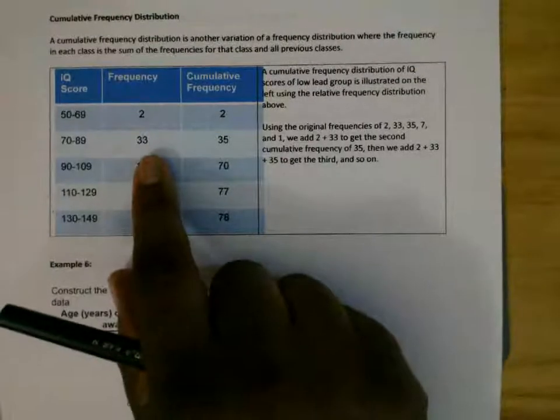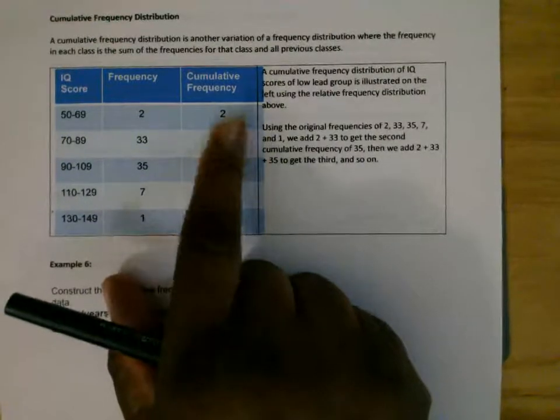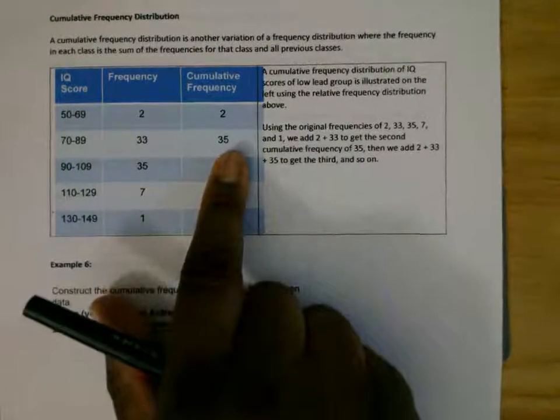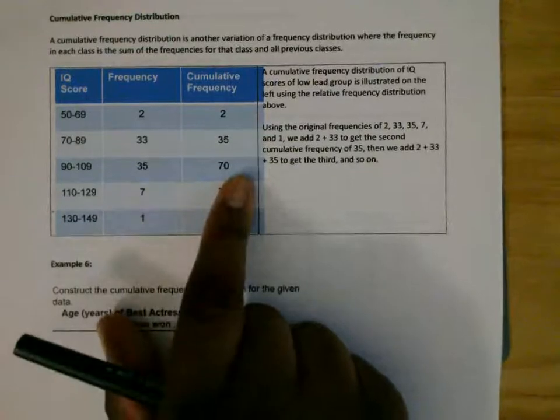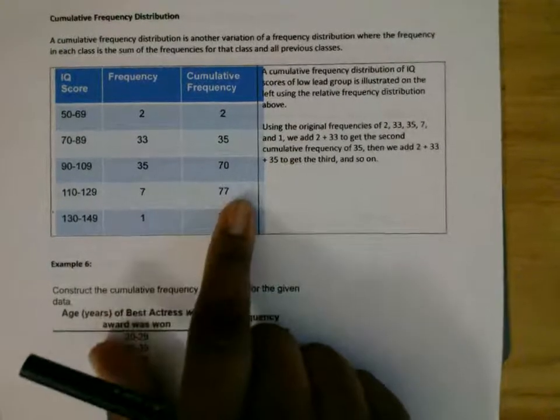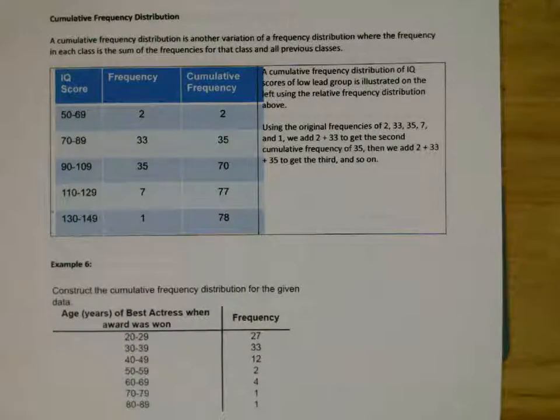Now, what they do for the cumulative frequency, they're using the original frequencies of 2, 33, 35, 7, and 1. We add 2 to the 33 to get the second cumulative frequency of 35. This 2, we just bring that over. 2 plus the 33 would give you 35. And then add 35 to the next frequency of the next class. 35 plus 35, that's 70. And then 70 plus 7 is 77. And then finally, 77 plus 1 will give you 78. So it's just pretty much the frequency in each class is going to be the sum of the frequencies for that class and all previous classes.